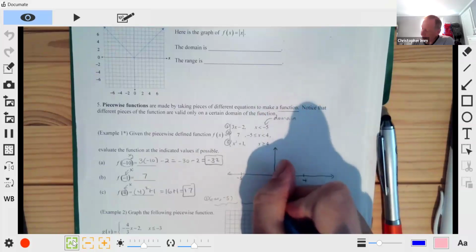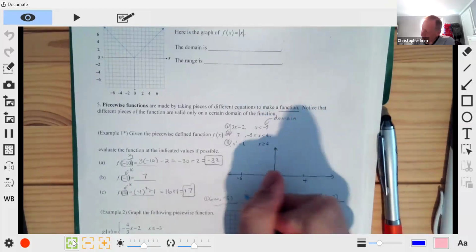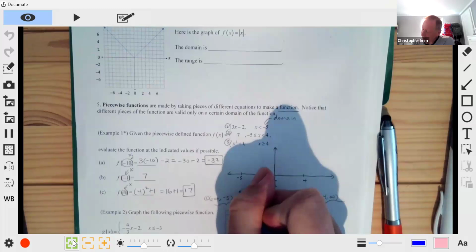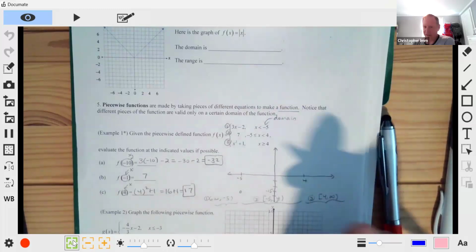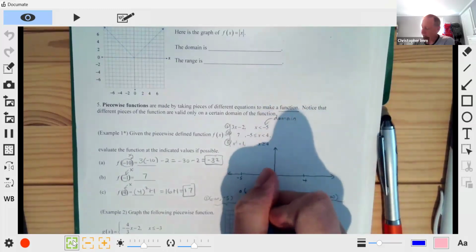So here's my -15. So I'm going to start with -5, -17, but I'm going to plot an open circle because I know that that point's not included.